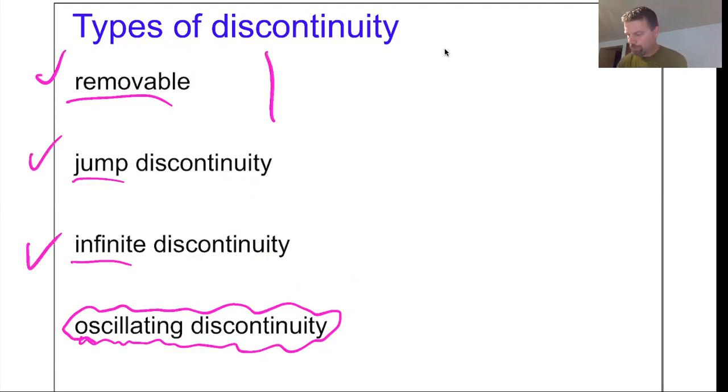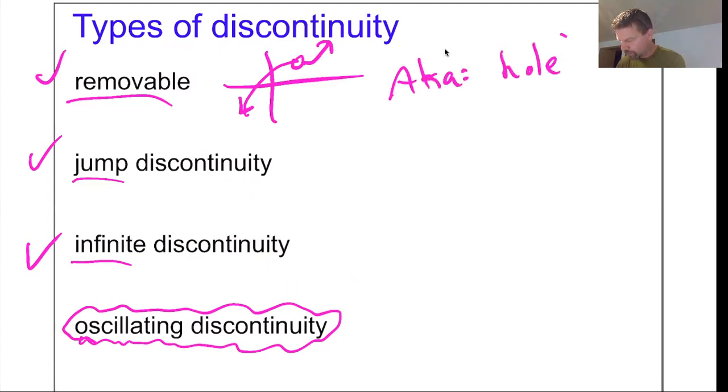So removable, we mentioned before, looks like this. It's also called a hole. It's called a removable discontinuity because even though it's not continuous, I could really easily fix it by adding a point to the function. I can say, hey, let's fill that in. Now it's continuous. Sometimes they're just blank like this one.